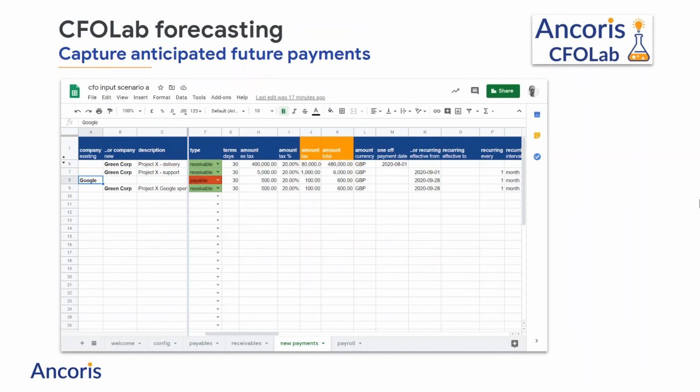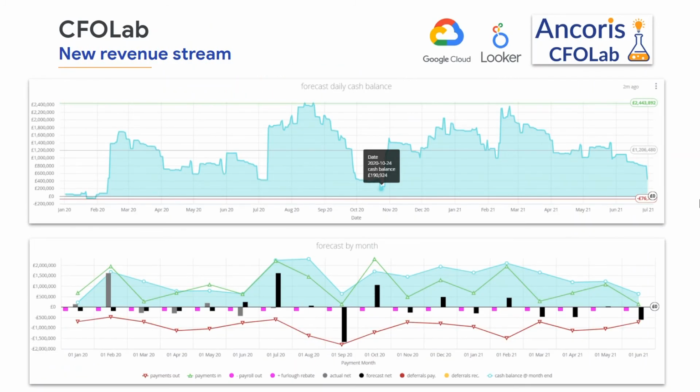We can now see in our revenue stream that this revenue stream has rescued our cash balance in October. So we've now got a healthy 190k in the black. This was higher than we saw with the furlough option, but less than with the extended payment terms. But of course, unlike the payment term extension, we now see no deferral bars down here.